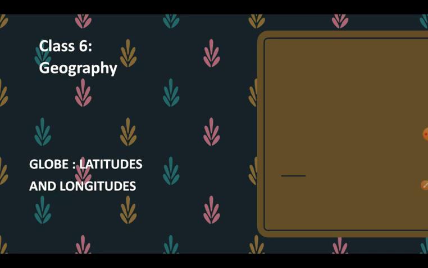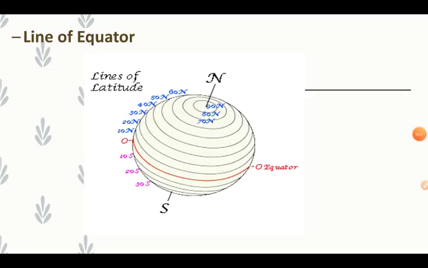Today, I am going to explain geography. In geography, our topic is globe, latitudes and longitudes for class 6. In the previous class, I explained what a globe is, what longitude is and what latitude is. Let me give you a short recap about the globe.